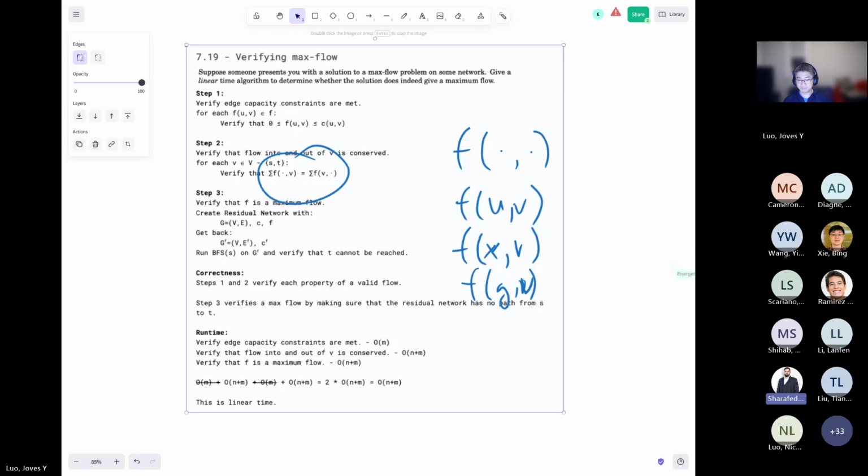My second question is about building the residual flow for F. Here we will build it based on this F, the flow that we are given. Yes, the flow that you're given. Okay, understood. Thank you.